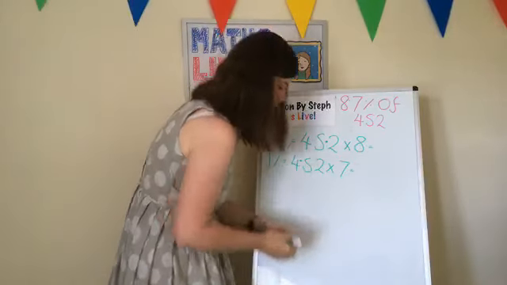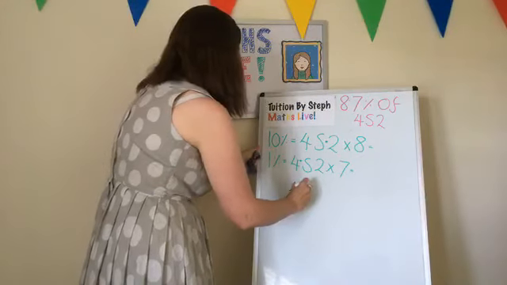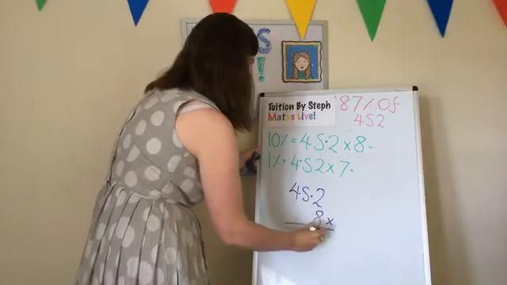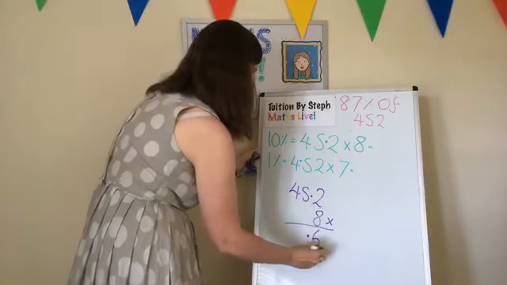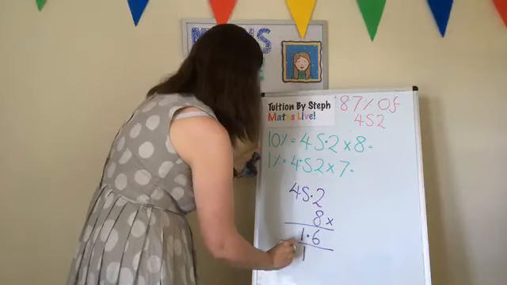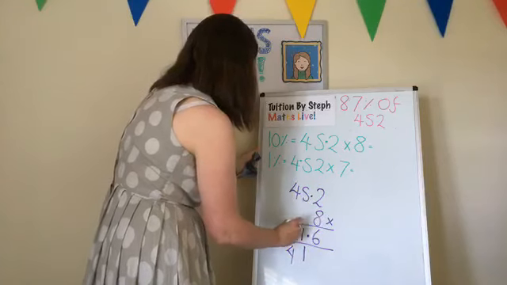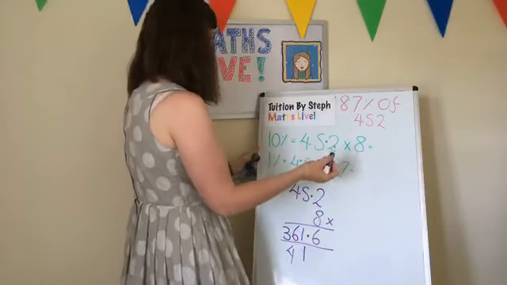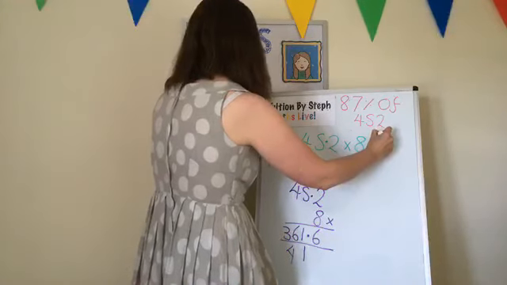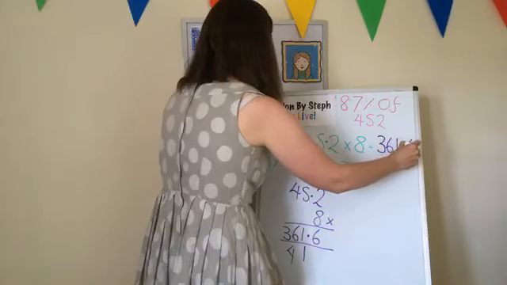So let's do some calculating. 45.2 times by 8. 2 8s are 16. 5 8s are 40, so that's 41. And 4 8s are 32, so plus the 4 is 36. So 80% of 452 is 361.6.